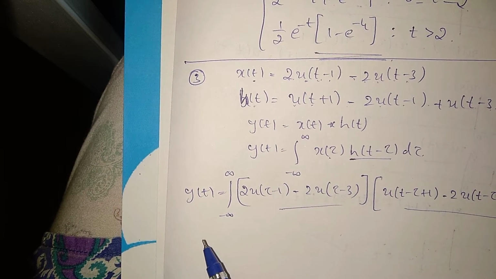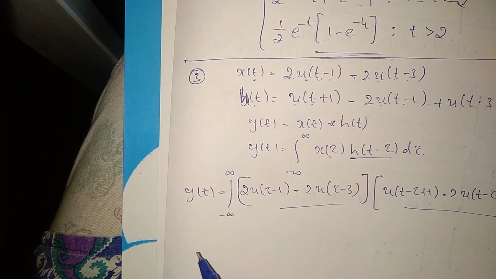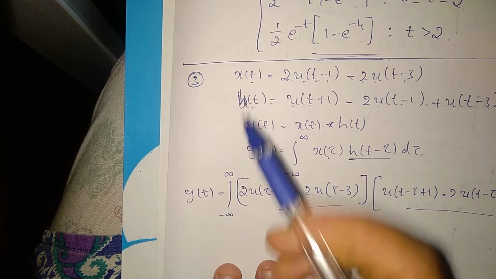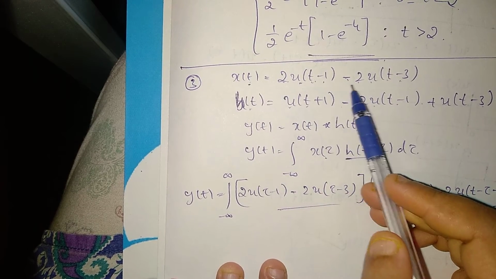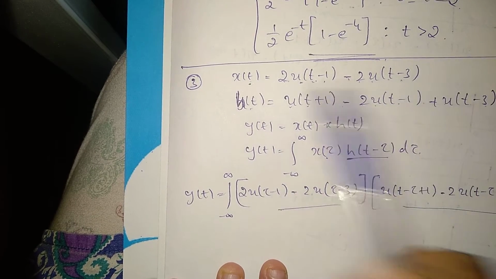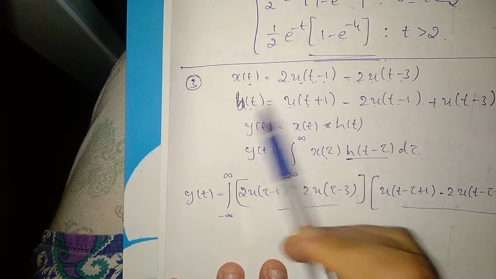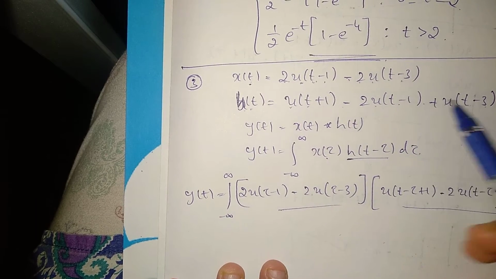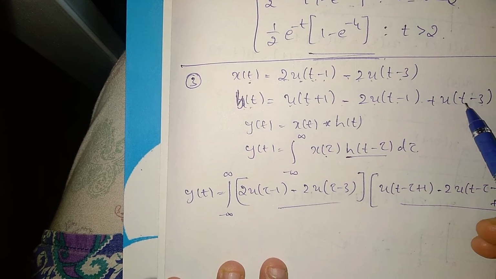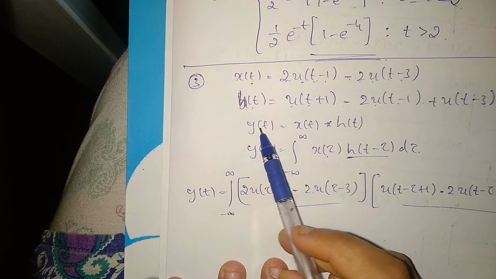Now let us see the next problem in continuous time LTI systems. x of t is given as 2 into u of t minus 1 minus 2 into u of t minus 3. h of t is given as u of t plus 1 minus 2 into u of t minus 1 plus u of t minus 3. Now we need to find y of t.